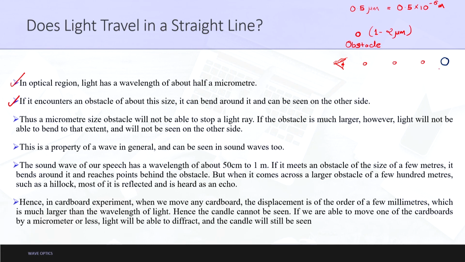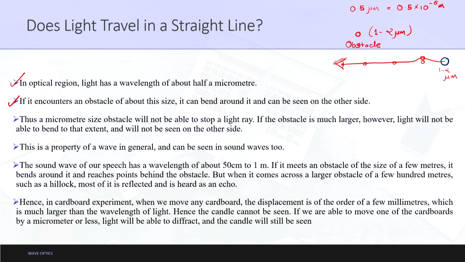then if this is 1 to 2 micrometers in size, and as we know the light has a wavelength of half a micrometer, then even if I displace it a little, because the dimension is approximately the same as the wavelength, it can bend around it. The light can bend like this and go towards our eye, and hence we can still see that particle. This is the concept we talked about in the second point: if it encounters an obstacle of about this size, it can bend around it and be seen on the other side by the viewer. Thus, a micrometer size obstacle will not be able to stop a light ray.